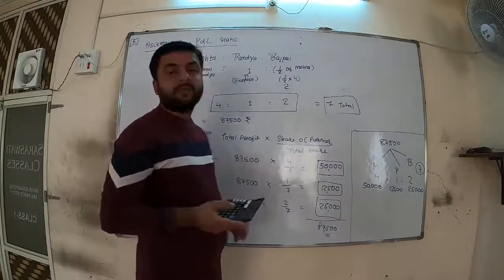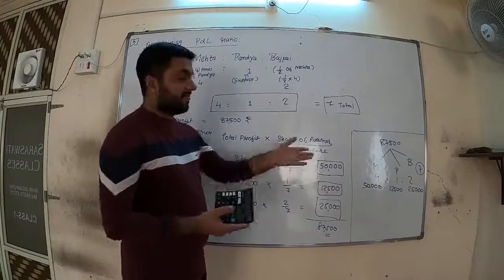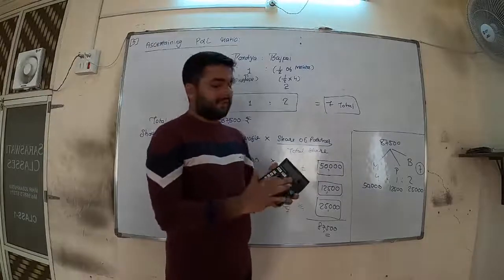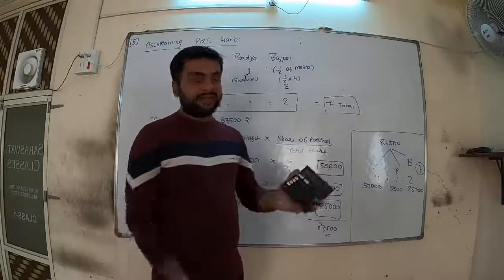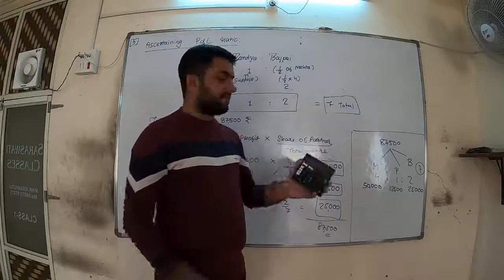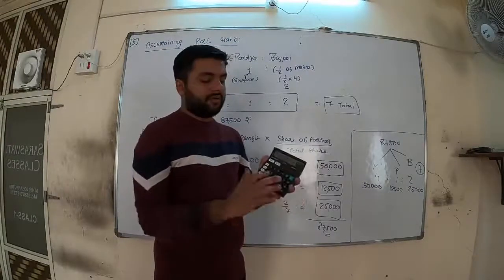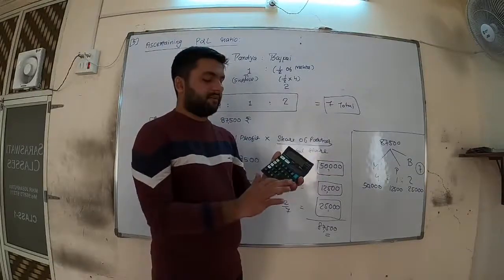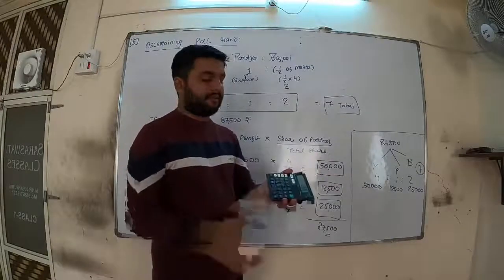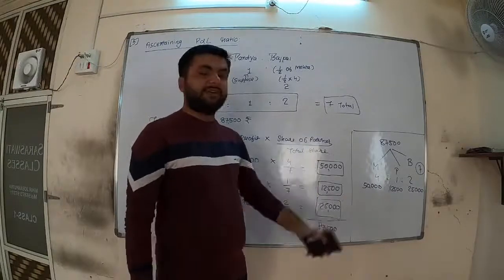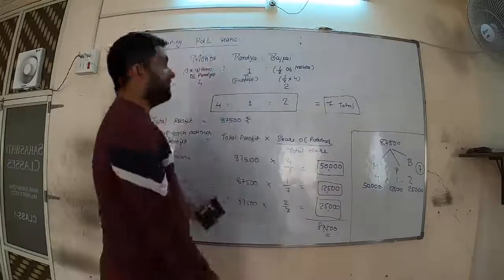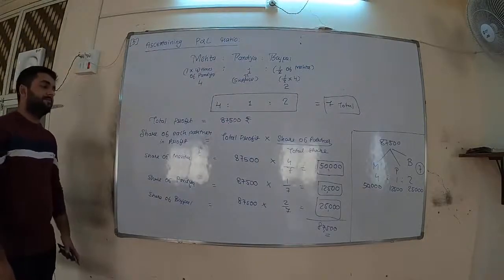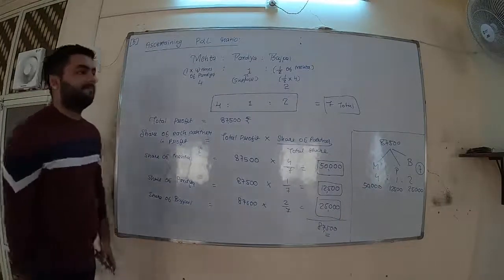87,500 total profit. Divide by 7. Multiply with first share, so you are getting 50,000. Only those buttons which I am telling. First the total profit 87,500. Divide it with total share 7. Multiply with first share 4 and press equals to, 50,000. Then equals to, share, equals to means equals to 1 equals to 12,500, equals to 2 equals to 25,000. This is the simple thing. So type 2 is completed. You may watch it. The second type of sum is over. Now we are going for the third type.